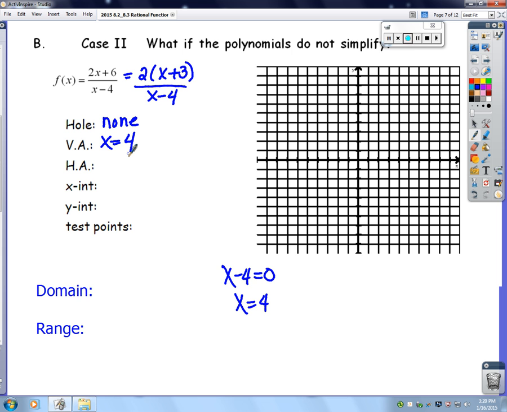Okay? All right, horizontal asymptote. Here again, we're looking at the degrees. I'm going to go back because I want that coefficient. I'm going to look at my original. So the degree of my numerator is 1. The degree of my denominator is 1. Put the degree over itself, equal degrees. So we're going to have 2x over x, which simplifies to 2. So that means that my horizontal asymptote is y equals 2.